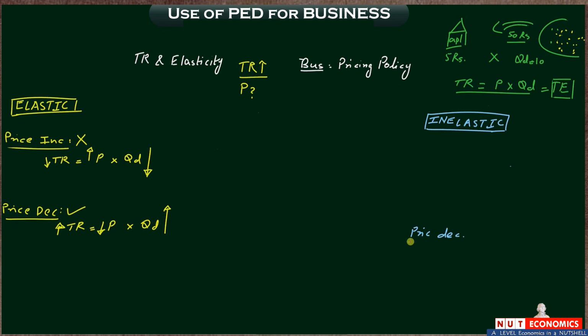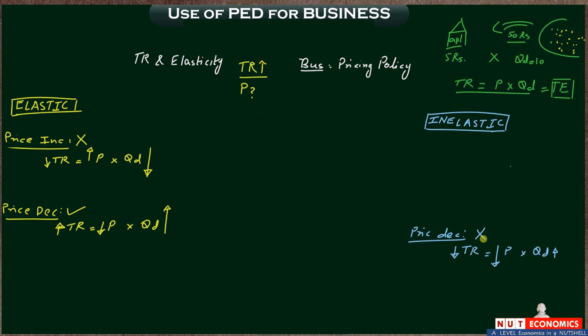Now, if the price is decreased in case of inelastic demand, then your total revenue, which is again price times quantity demanded, as price falls, the quantity demanded will respond and increase because that's the law of demand, but it will not respond a lot. It's an inelastic demand, not a responsive demand. And therefore, if anything, the total revenue will fall.